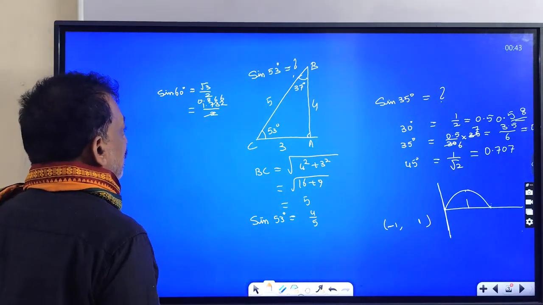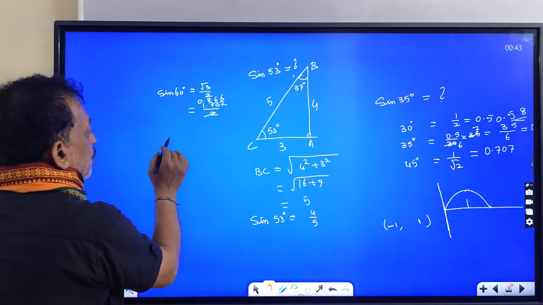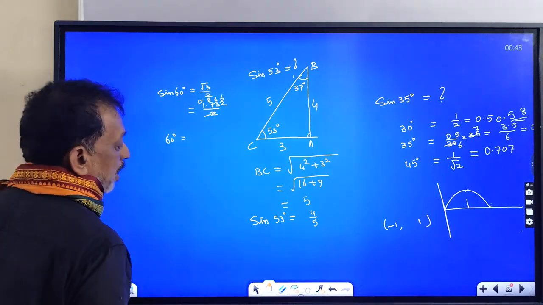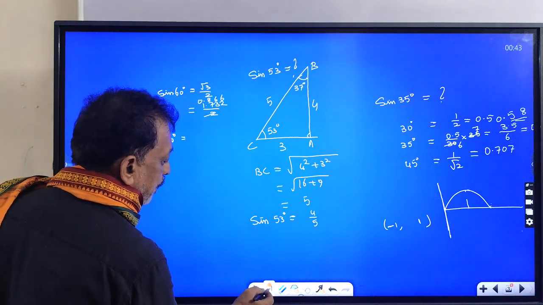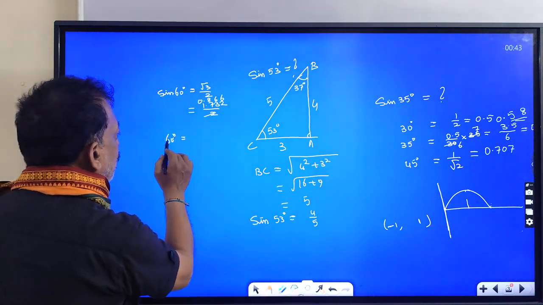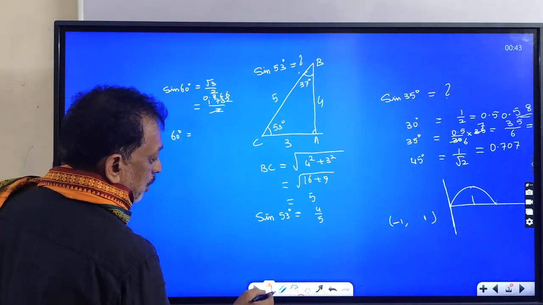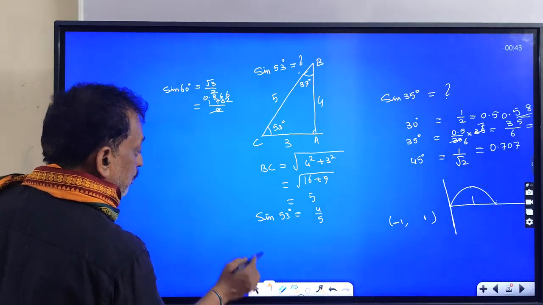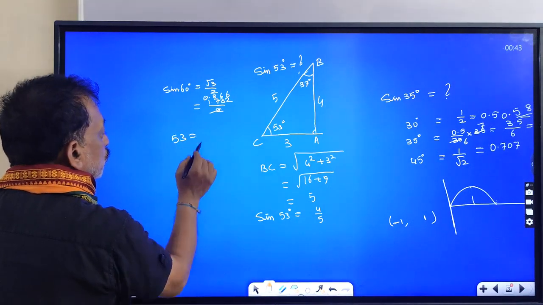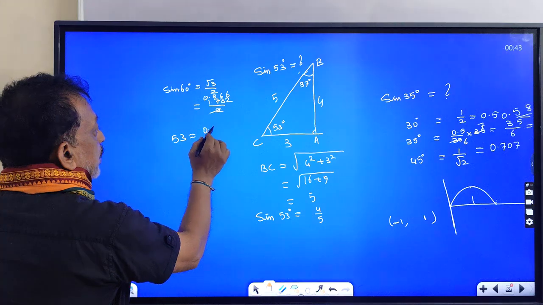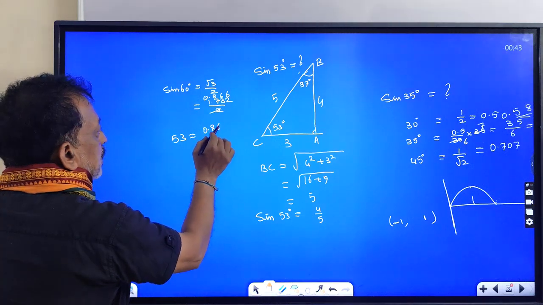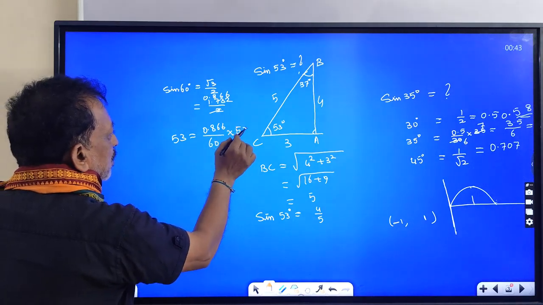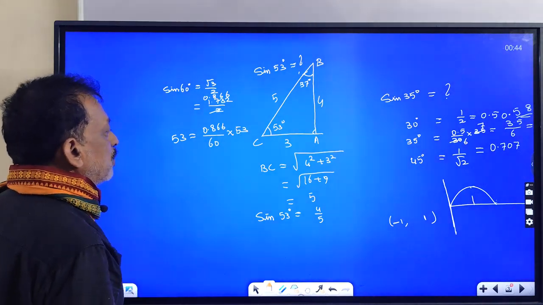I want to find sine 53. So 60 degrees I can take as granted, and I can go directly to 53. Now 53 degrees you want. So sine 53 is equal to 0.866 divided by 60 into 53. Like this also you can take. Now you want to simplify this one.